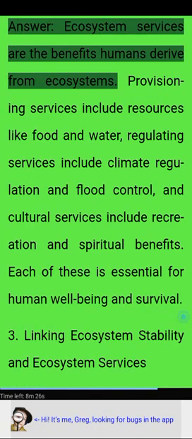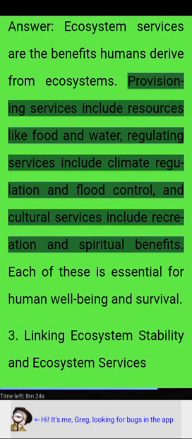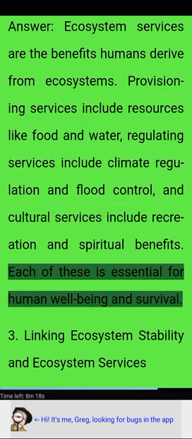Answer. Ecosystem services are the benefits humans derive from ecosystems. Provisioning services include resources like food and water. Regulating services include climate regulation and flood control, and cultural services include recreation and spiritual benefits. Each of these is essential for human well-being and survival.